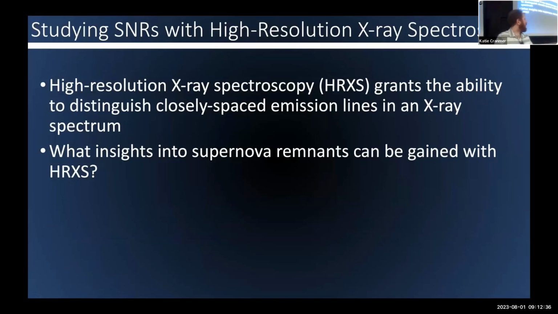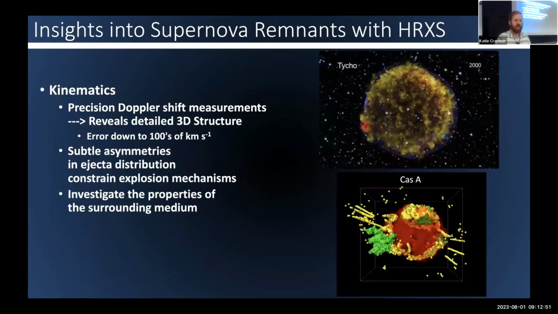Okay, so we have high resolution X-ray spectroscopy that grants us the ability to distinguish between closely spaced emission lines in an X-ray spectrum. So what insights can we gain with this ability? Well, one that I studied throughout my PhD career was kinematics. If you take different lines of sight through a supernova remnant, like Tycho, then you can get precise Doppler shift measurements and thus measure the radial velocity.